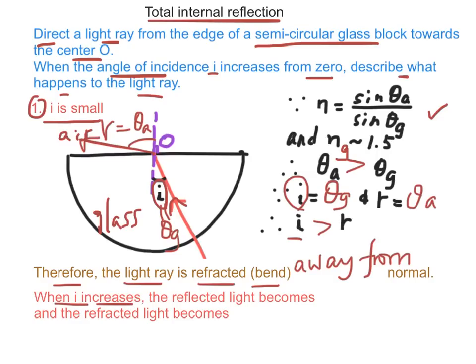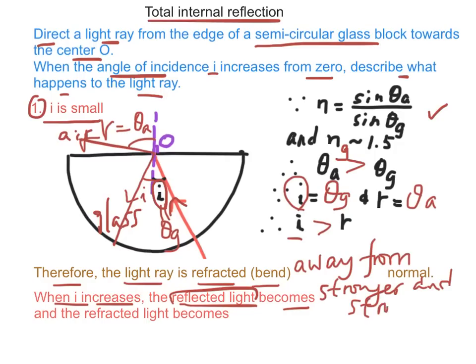When I increases from 0, the refracted light becomes weaker and weaker, and the reflected light becomes stronger and stronger.